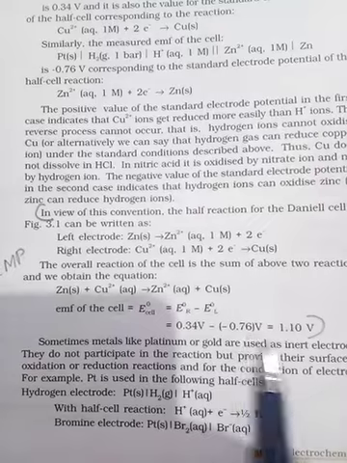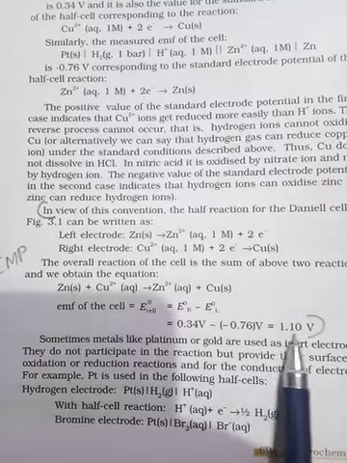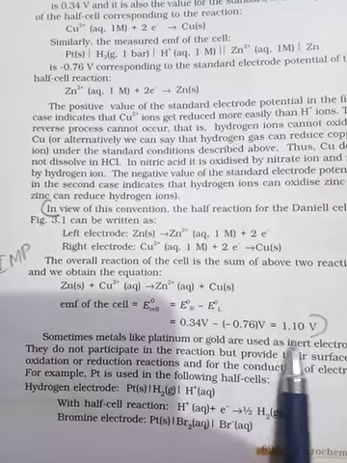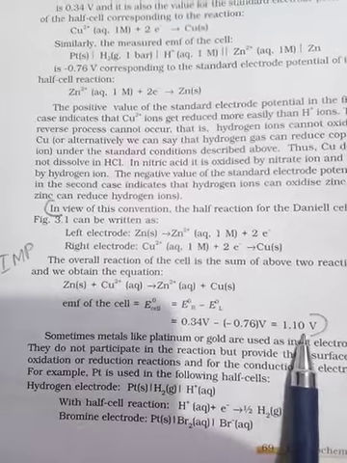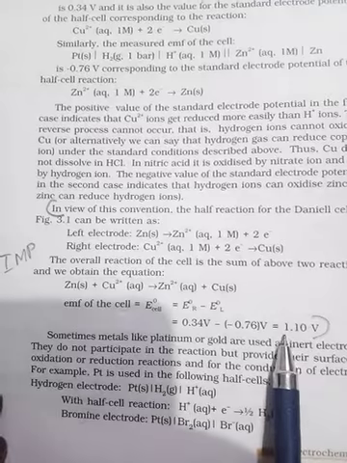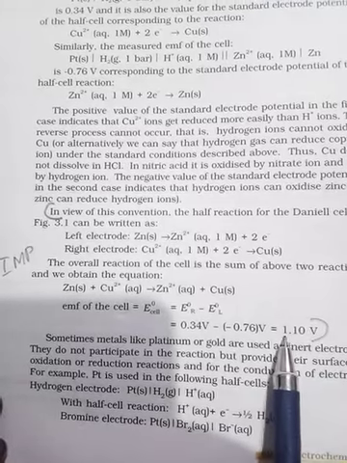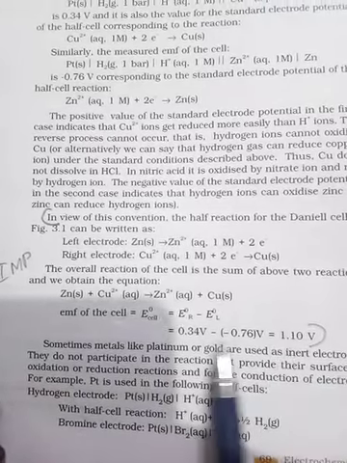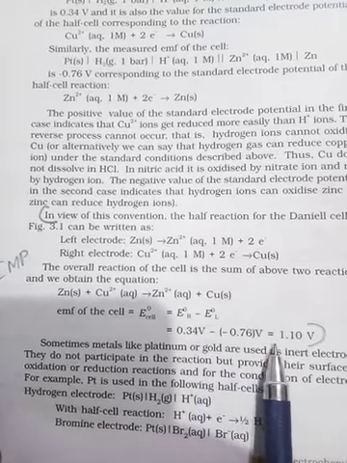You can have a look at your batteries. You will find this written there on the battery. From the battery the output is 1.1 volts. You can see those AA batteries you are using at home. In all batteries you will find it is written 1.1 volts. So this is the calculation for that 1.1 volts.